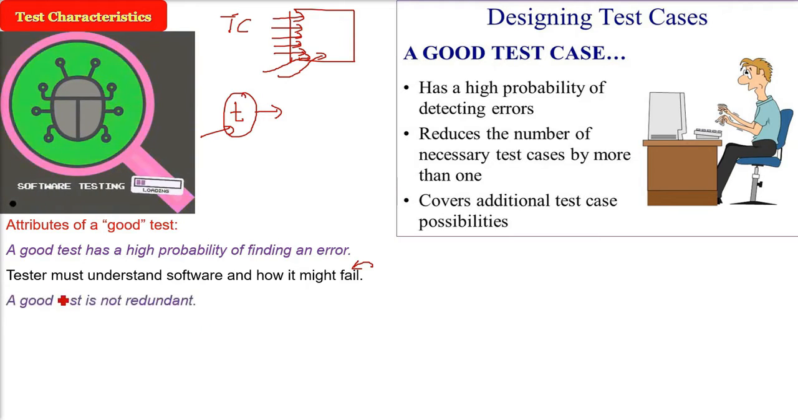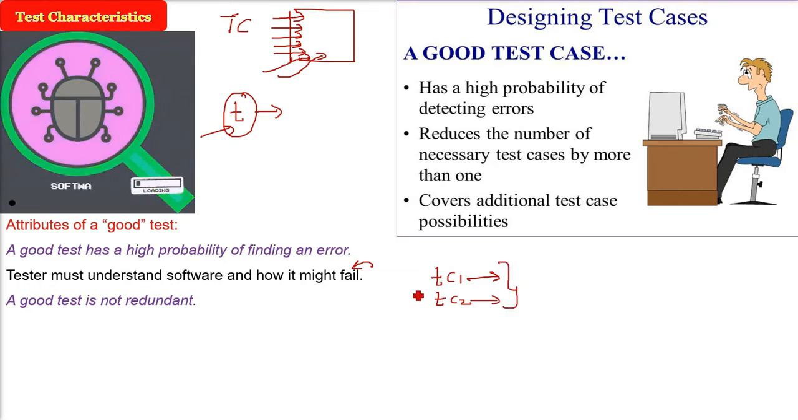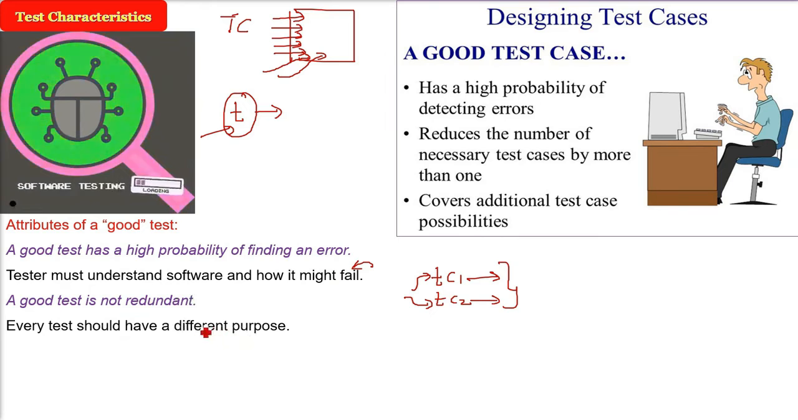A good test case is not redundant. That means there should not be any duplicacy. For example, if you have written a test case and another test case, and they are aiming at the same thing, they are doing the same test, maybe in a different way, but the same test. This is redundant. We don't need the test cases to be redundant. Every test case should have a different purpose, to check a different functionality or different possibility.